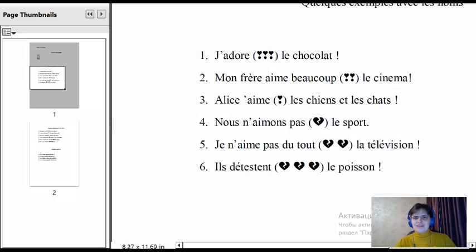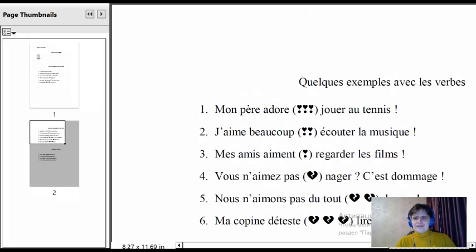Let's take a look at some examples with some verbs, because of course we can talk about what we like or what we don't like doing. Number 1, mon père.